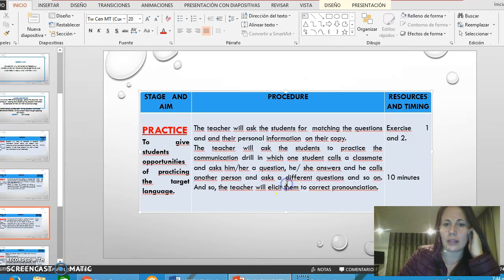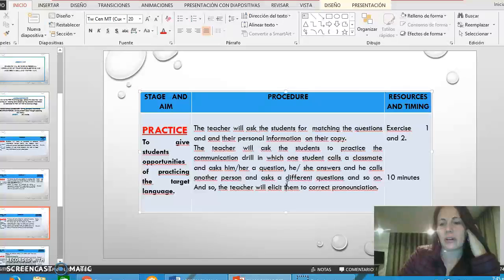Then the teacher will ask the students to practice the communication drill in which one student calls a classmate and asks him or her a question. He or she answers and calls another person and asks a different question, and so on. And so the teacher will elicit them to correct pronunciation.